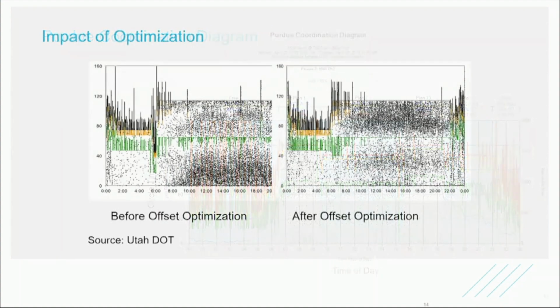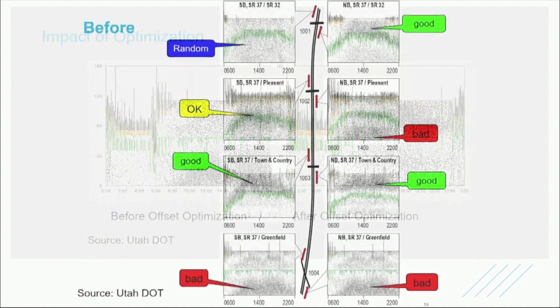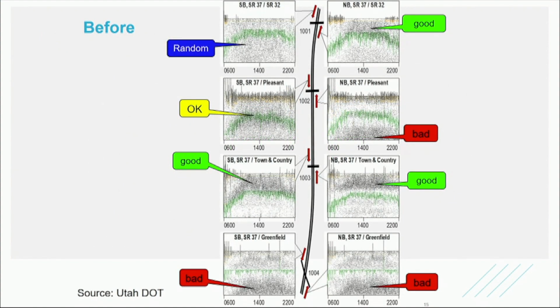So here's another example from UDOT. This is before optimization, and you might see something that looks like this. A lot of cars clustered here on the red, and then afterwards, they're bunched up here in the green. What you can do is you can then stack these. You can make several of these and take a look at corridors.